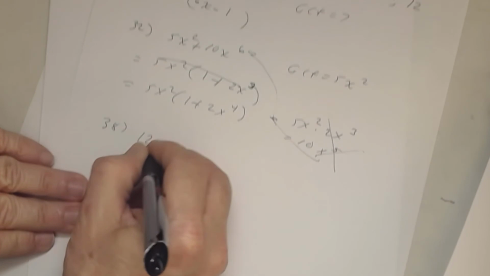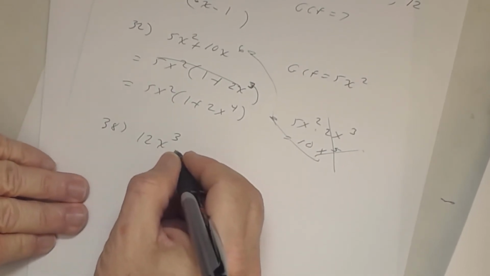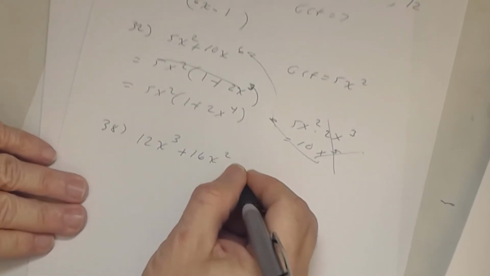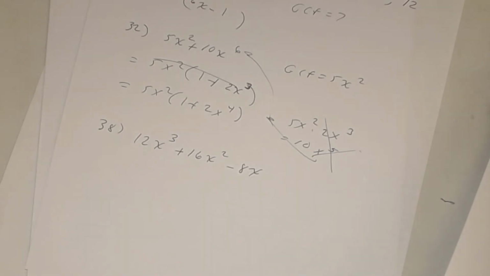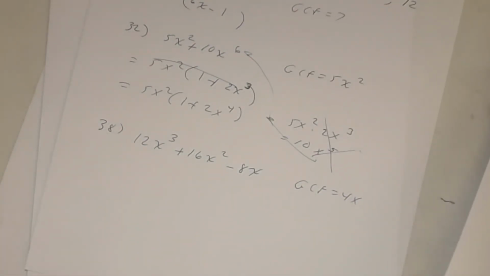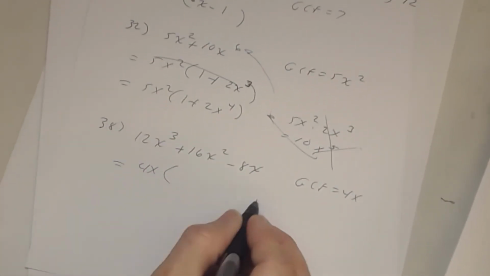12x cubed plus 16x squared minus 8x. So 12x cubed plus 16x squared minus 8x. Find the GCF first. Now that part should be easy now. 4 what? X. 4x. Y'all agree? Yes. I'm hoping you all agree at this point. 4x. All right, where does that go? Out in front of the parentheses. So 4x times, and then the parentheses.